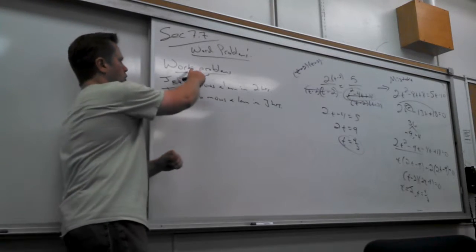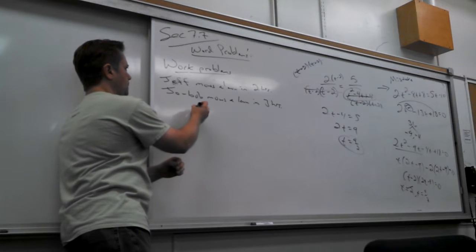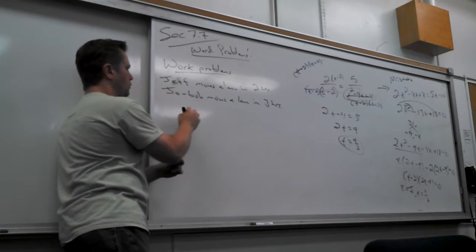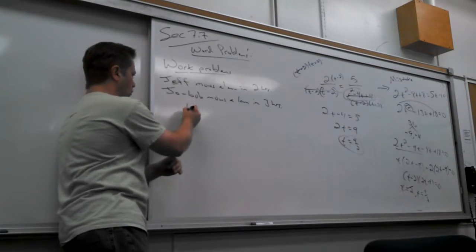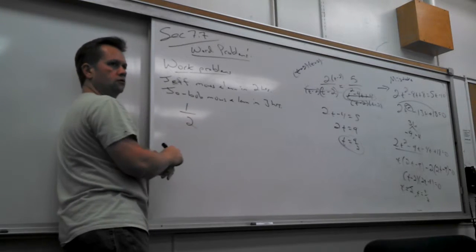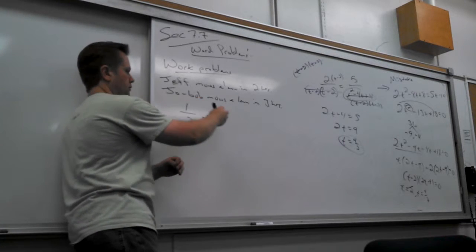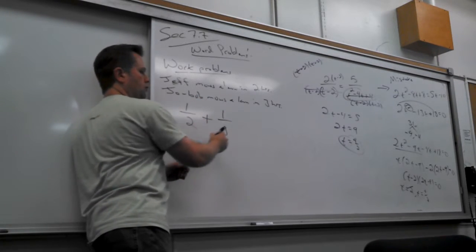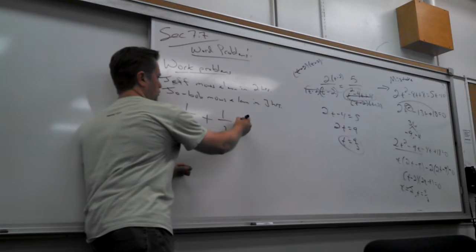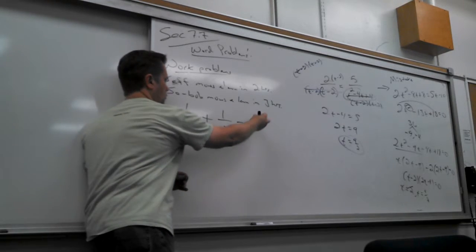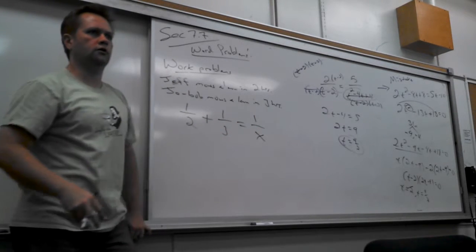So here's the way to do a work problem in general. I like doing it this way. The book, I think, does it a little bit different. I can mow one lawn in 2 hours. If I work with Joe Bob, he can mow one lawn in 3 hours. So together, we can mow one lawn in I don't know how many hours.